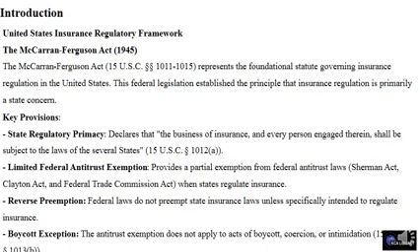State regulatory primacy declares that the business of insurance and every person engaged therein shall be subject to the law of the several states, that is 15 USC 1012(a). Limited federal antitrust exemption provides a partial exemption from federal antitrust laws, that is the Sherman Act, Clayton Act, and the Federal Trade Commission Act, when states regulate insurance. We also have reverse preemption: federal laws do not preempt state insurance law unless specifically intended to regulate insurance. Boycott exemption: the antitrust exemption does not apply to acts of boycott, coercion, or intimidation.